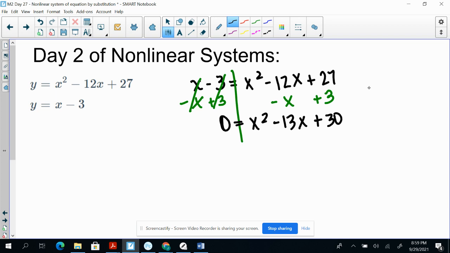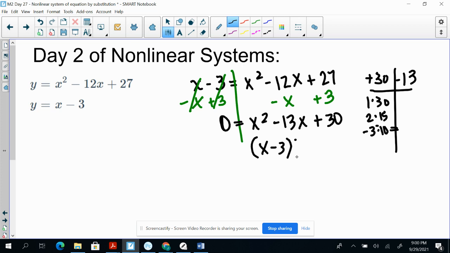Now, we need to check, is there a GCF? No, because there's a 1 in the front, so that won't work. But are there multiples of 30 that will add or subtract to give me 13, actually a negative 13, while having a positive 30? So I have 1 and 30, 2 and 15, 3 and 10, and that one looks pretty good to me. So 3 and 10. To give me a positive 30, they could both be negative and multiply to give me a positive 30. Add them together and we get that negative 13. So we are going to go with x minus 3, x minus 10 equals 0.